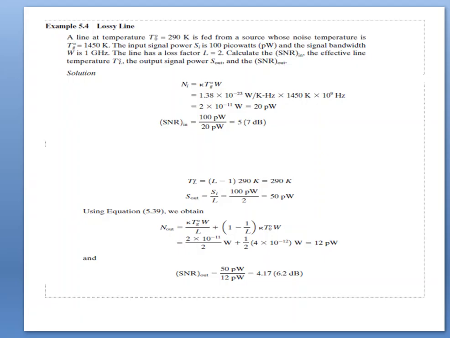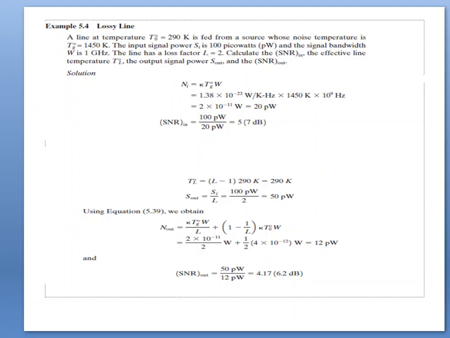After calculating the SNR of input, we calculate the value of TL, that is (L minus 1) into 290 K, that is 290 K. Then S out is equal to Si by L, that is 100 picowatt divided by 2, that is 50 picowatt. From equation 5.39 we observe that N out is equal to KTsW divided by L plus (1 minus 1 by L) KT naught W. All are known parameters. We know the K value, the Ts value, and the bandwidth value, and substituting all these values here, you will get the value equal to 12 picowatt.